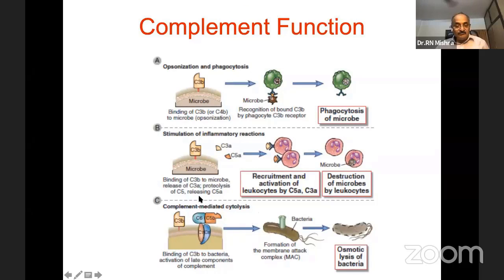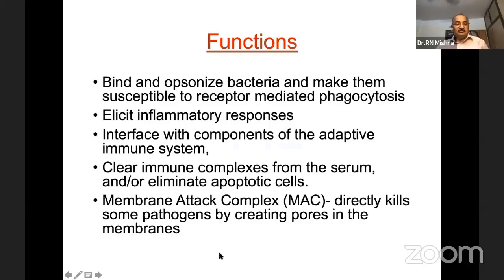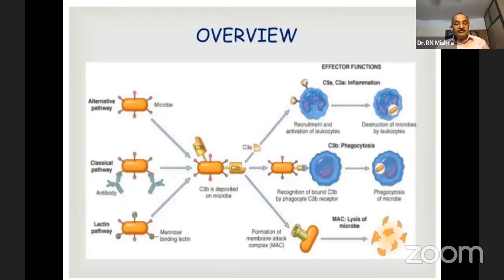And then it causes complement-mediated cytolysis. As I told you, it punctures a hole in a bacterium or red cell, causing osmotic lysis. So it binds and opsonizes bacteria and makes them susceptible to receptor-mediated phagocytosis. It elicits inflammatory response, interferes with components of the adaptive immune system, clears immune complexes from the serum and eliminates apoptotic cells. And the membrane attack complex directly kills some pathogens by creating pores in the membrane.